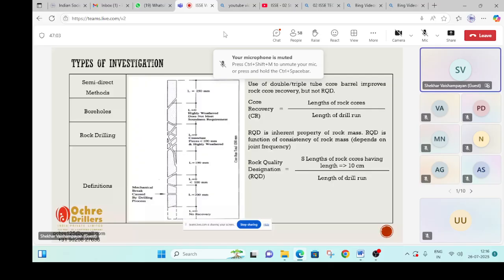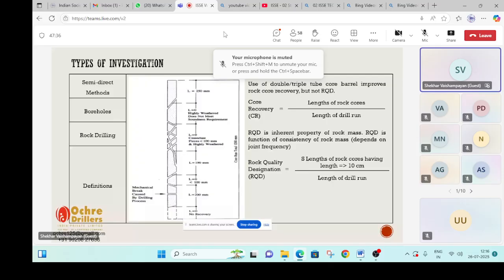So in the core recovery, the total drill run length and the total length of the cores collected are summed up, and that ratio is called core recovery. So the total length of the rock cores, maybe there are 7 or 8 or 9 or 10 rock cores. So the summation length of n cores divided by the length of the drill run becomes your core recovery. Out of these cores, you will see in the picture also, the top one has a length of 250.